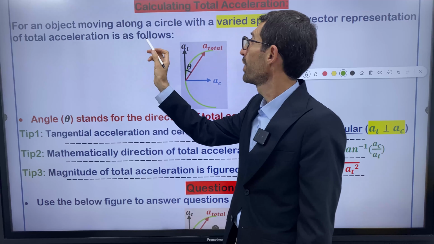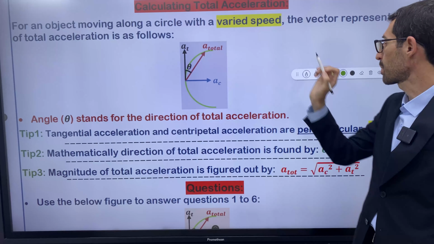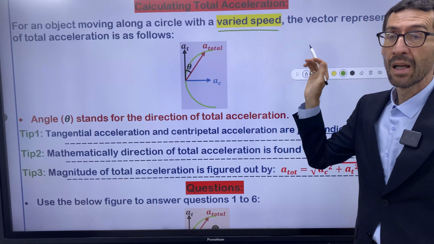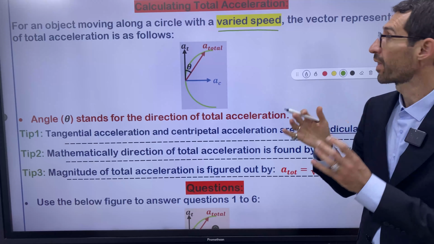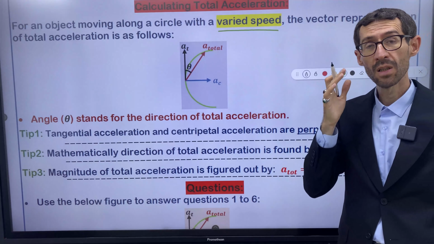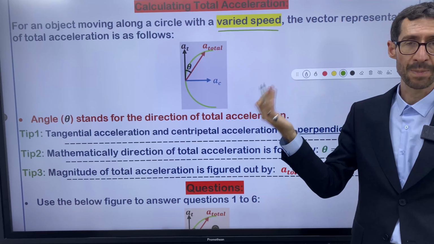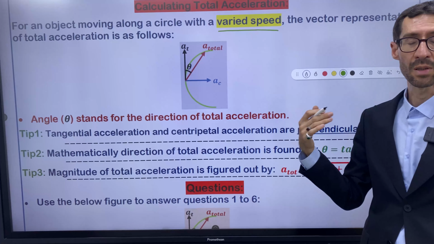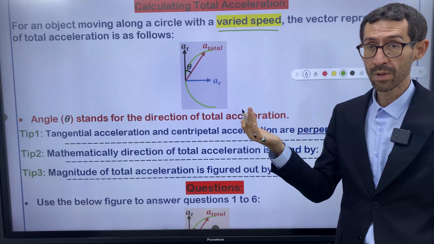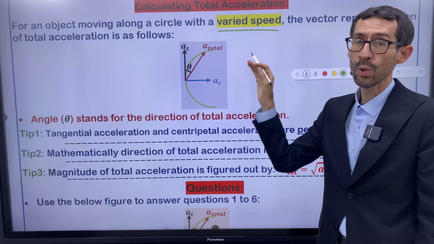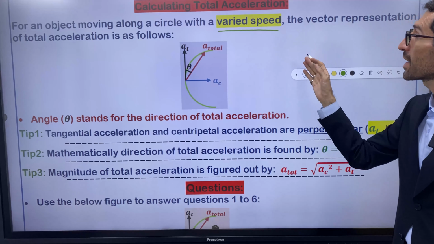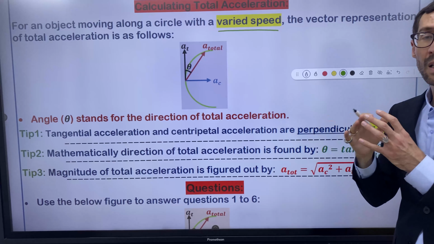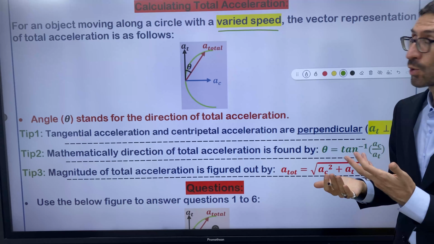For an object moving along a circle with a varied speed, look here. I mentioned varied speed. For an object moving along a circle with a varied speed means the object either speeds up or slows down, right? Increasing velocity or decreasing velocity belongs to varied speed, variable speed. The speed is changing continuously, right?